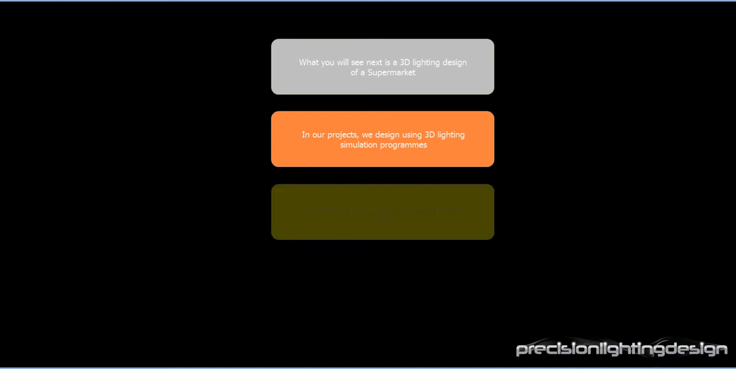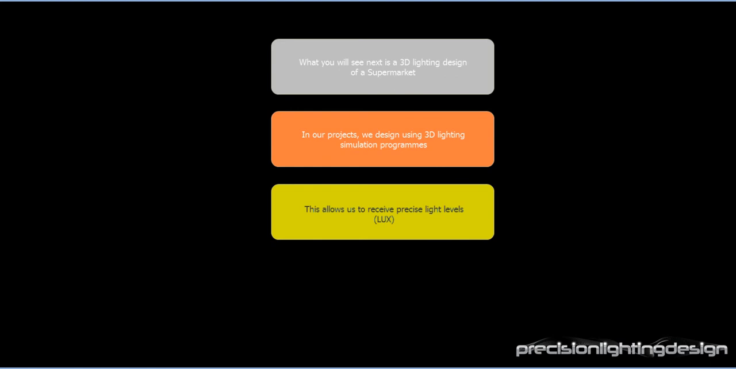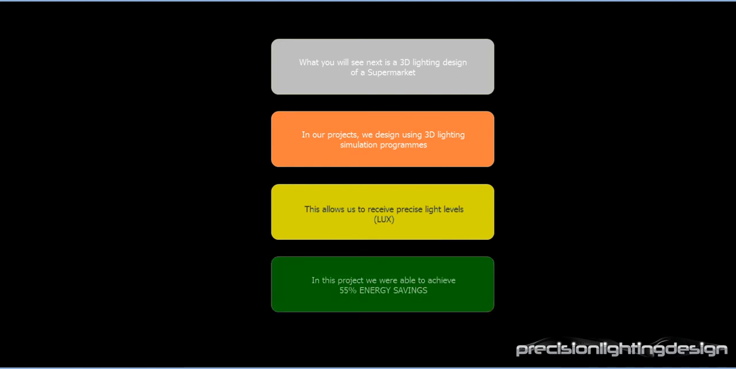What you will see next is a 3D lighting design of a supermarket. In our projects, we design using 3D lighting simulation programs. This allows us to receive precise light levels. In this project, we were able to achieve 55% energy savings.